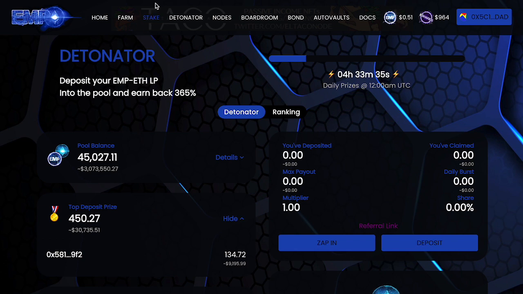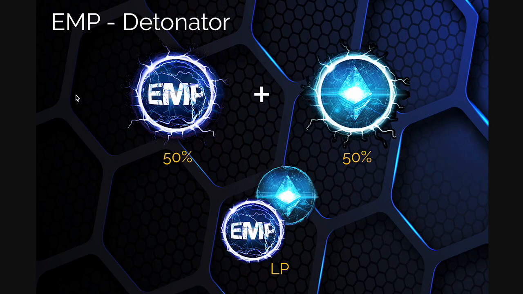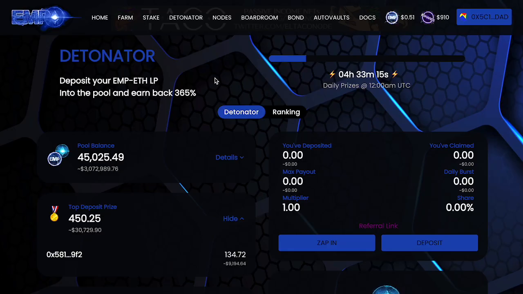But what is it? Well, it's actually made up of 2 different tokens. It's made up of the EMP native token as well as Ethereum, BEP20 Ethereum. So it's 50% EMP, 50% Ethereum, combined together creates LP. Okay, so, well, how do I get that?